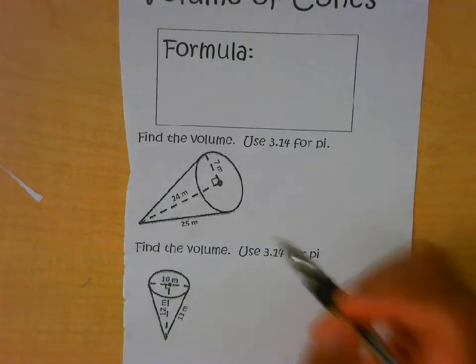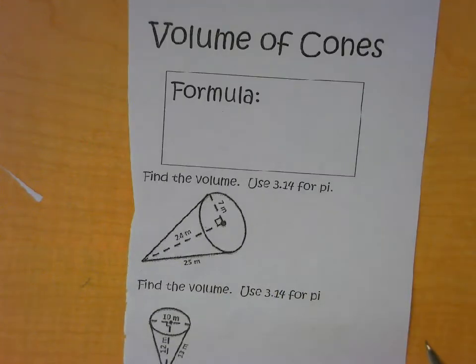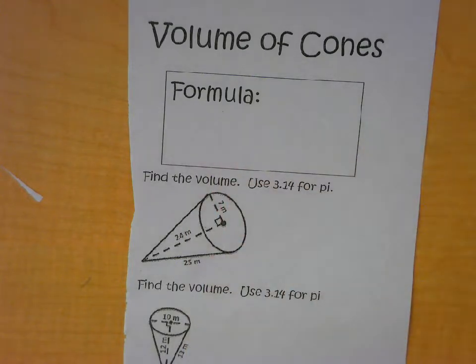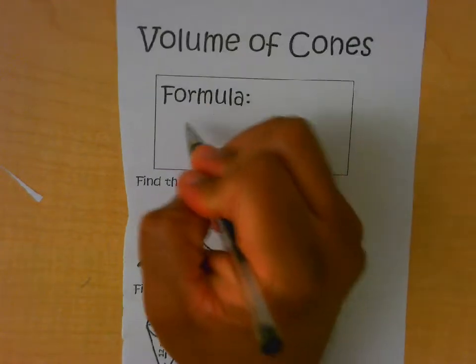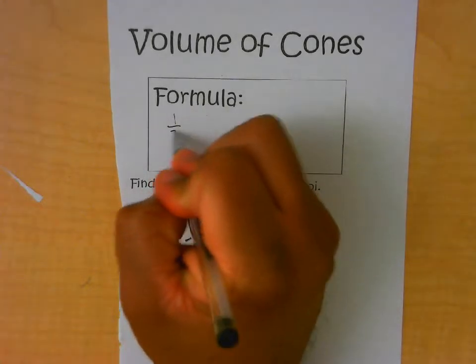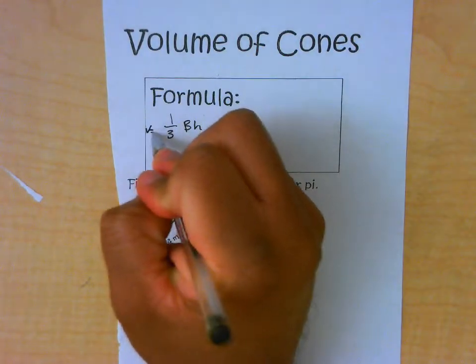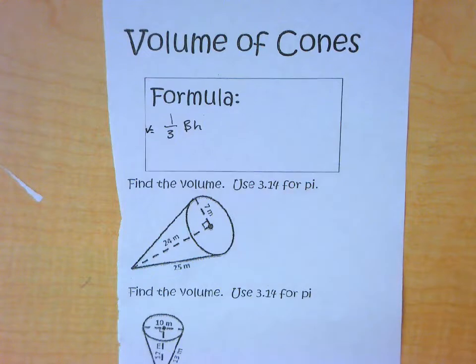Okay, so we have volume of cones. We're going to start obviously first with the formula. The formula for volume of a cone is on your formula chart. It's one third area of the base times the height. So volume equals one third area of the base times the height.